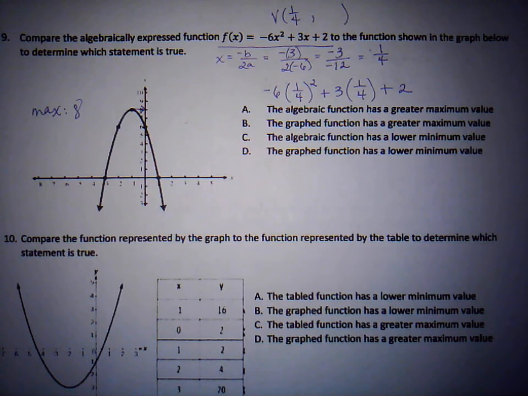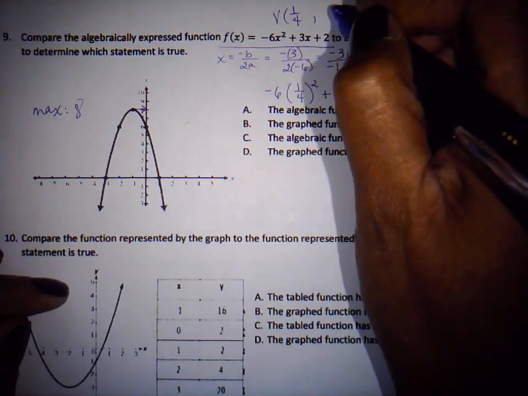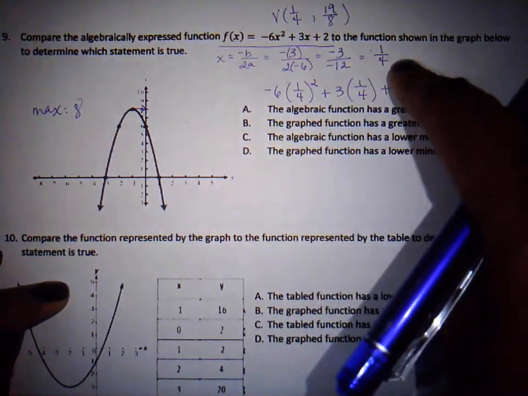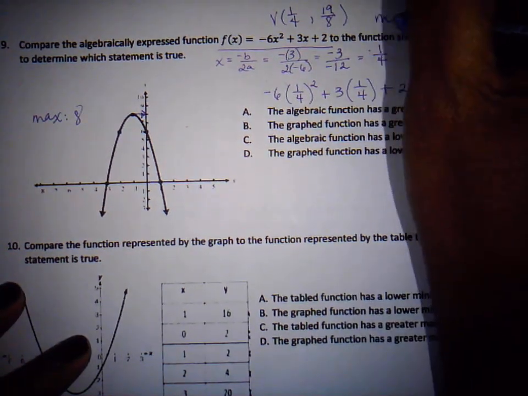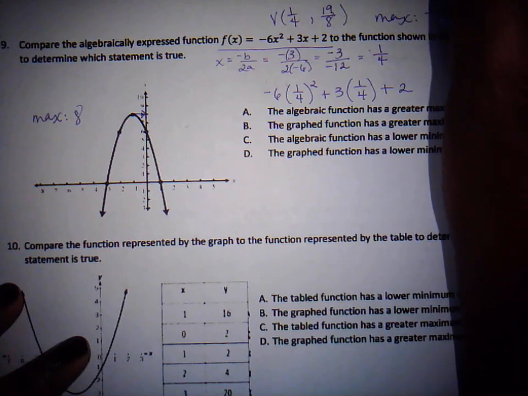I'm just double checking, guys. Okay. 19 over 8 is what I got. So we put the value here, right? So this max value is 19 over 8, right?